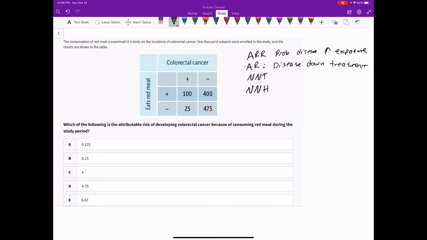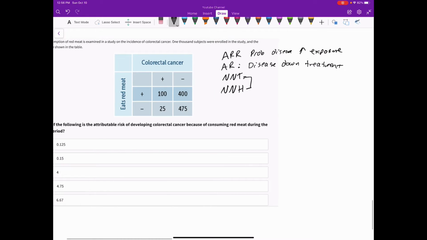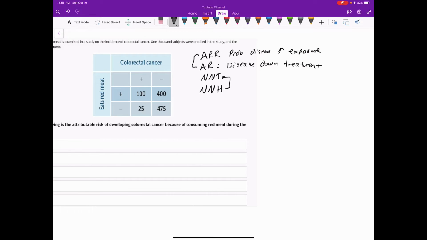Now, NNT is number needed to treat, so the amount of people you're going to need to treat to change the number, and then NNH is going to be the number needed to harm. So the numbers needed to harm someone. These equations are going to be basically the same too. So these guys are the same and these guys are the same. But how the hell does this all correlate? So let's just do it.